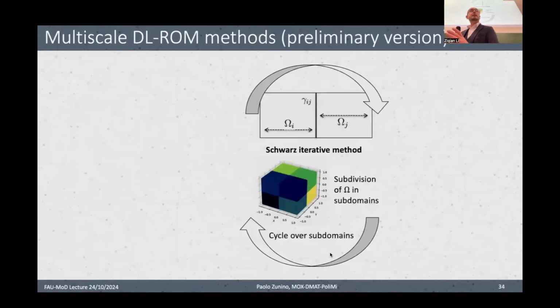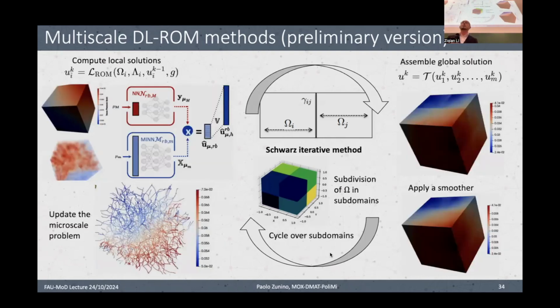So one very basic preliminary idea would be to start from a domain, decompose it in subdomains, and iterate the solution in each subdomain. So for example, with a Schwarz iterative method, overlapping or non-overlapping, but we replace the actual computation of the solution at the level of subdomains with a reduced order model that is trained only at the level of the subdomain. So we can, for example, cycle through this algorithm.